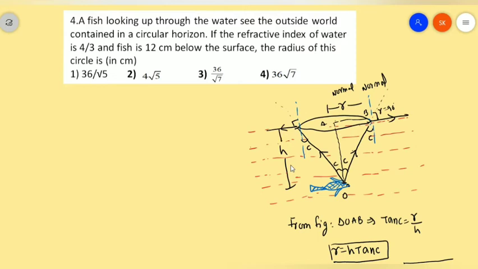And the fish is at a depth h. Now this fish is seeing the outside world. The light ray from the eye of the fish, the light ray started, right? And the maximum, there is a chance to have the angle of refraction 90 degrees. Otherwise, it will undergo reflection.